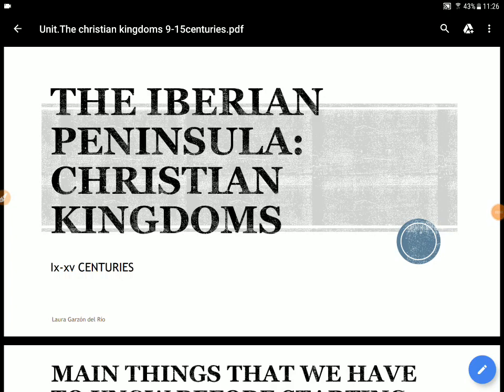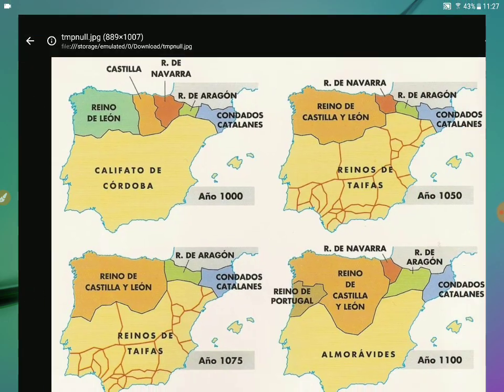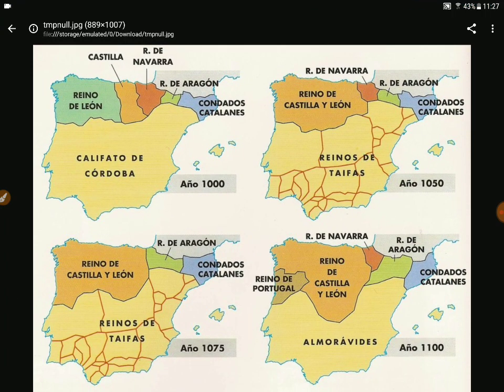Good morning. Today we are going to study the Iberian Peninsula, the Christian kingdoms during the 9th to the 15th centuries. The first thing that you need to understand is the location. We are going to study what happened in the Iberian Peninsula. We have studied what happened in the south during Al-Andalus, during this period.